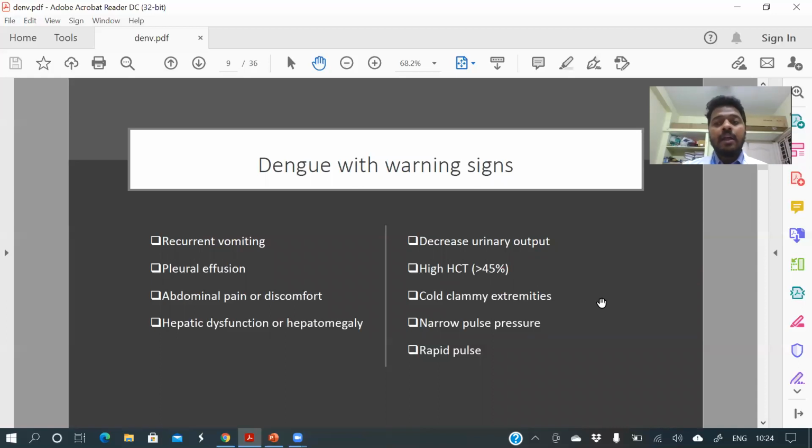Like in the lung, the respiratory system manifests as pleural effusion. In the abdomen, if there is ascites or abdominal pain, there will be some discomfort, hepatomegaly, and decreased urine output. Decreased urine output is also a feature of decreased intravascular volume. Since there is fluid leakage, there will also be hemoconcentration, and because of this decreased intravascular fluid status, there will be cold clammy extremities, narrow pulse pressure, and rapid pulse. All these are manifestations of decreased intravascular fluid volume and increased fluid leakage.